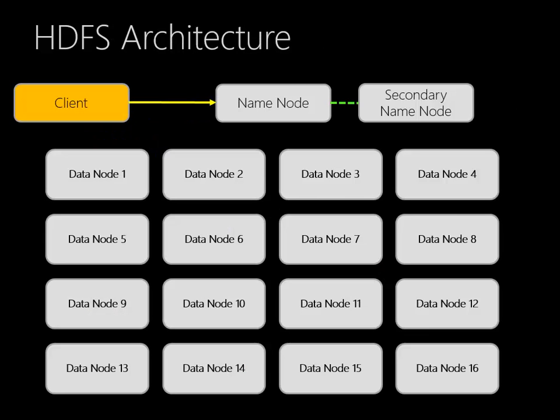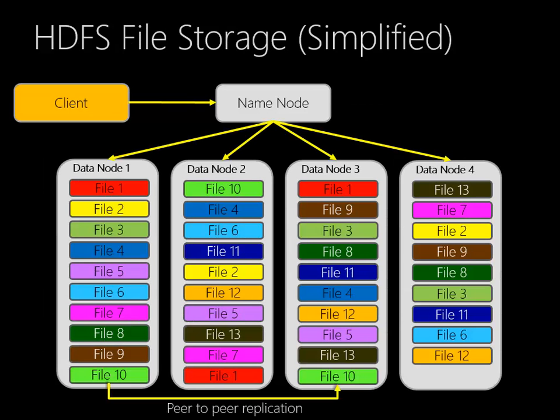So when a client uploads some data or some files to an HDFS system, it will communicate with the name node to send that data into the cluster. The name node will then distribute that data to one or more of the data nodes within the cluster, and how many nodes it gets distributed to is a system configuration parameter. As files are loaded into the HDFS system, they're replicated to different nodes.